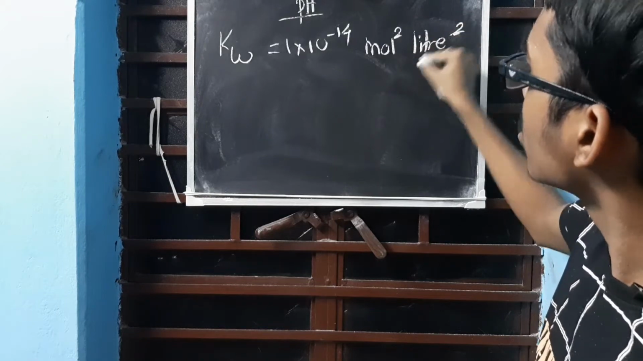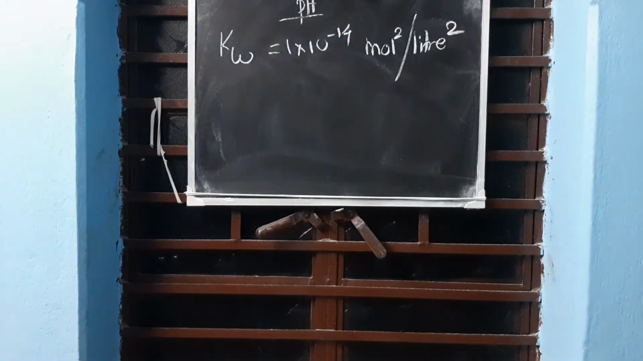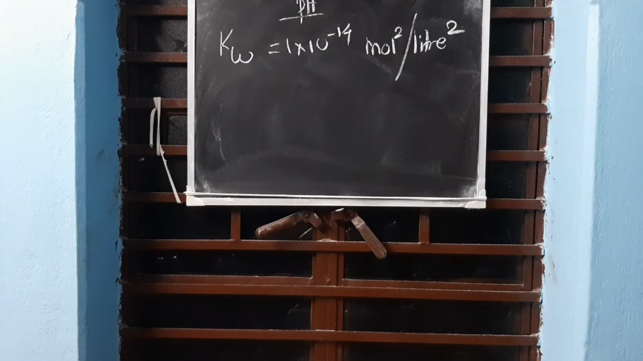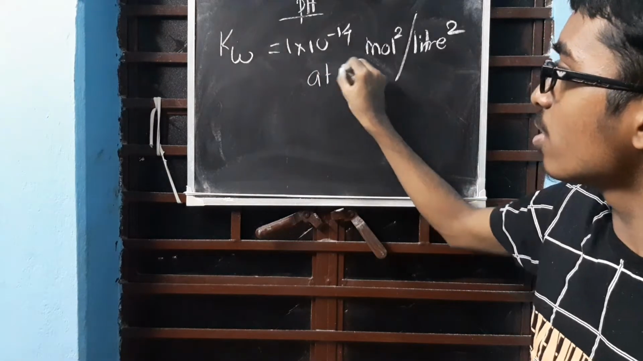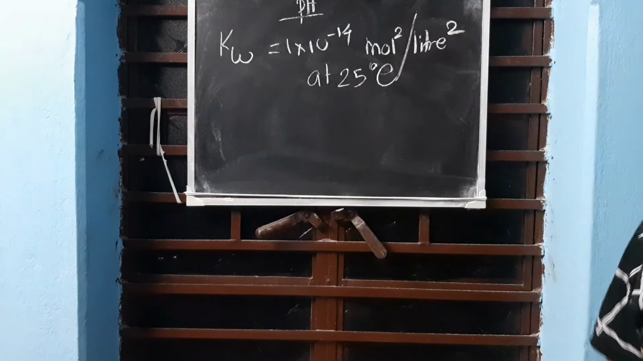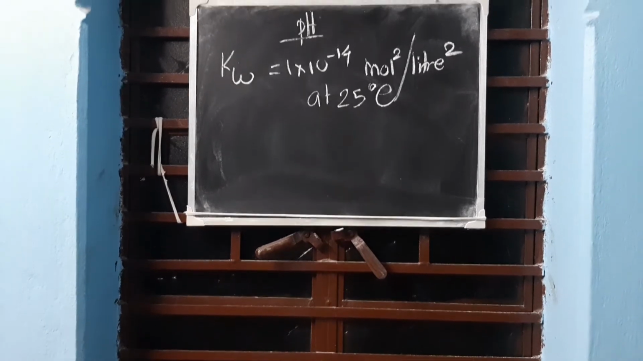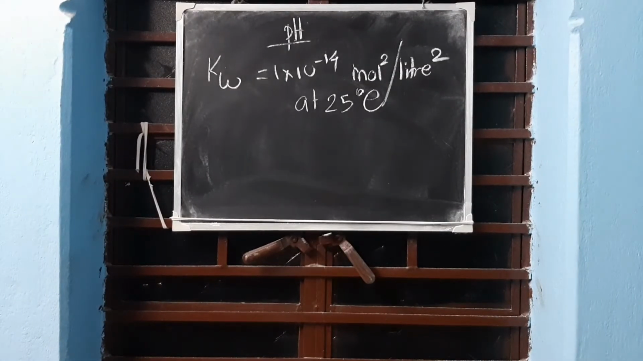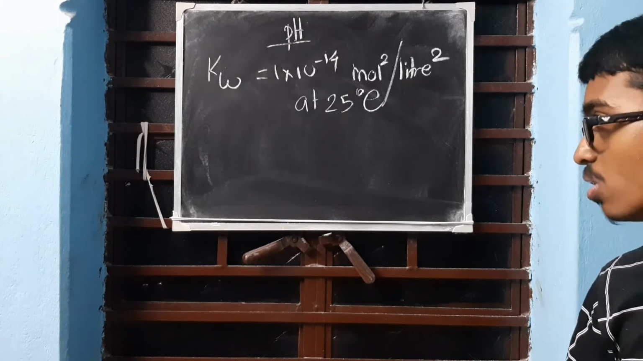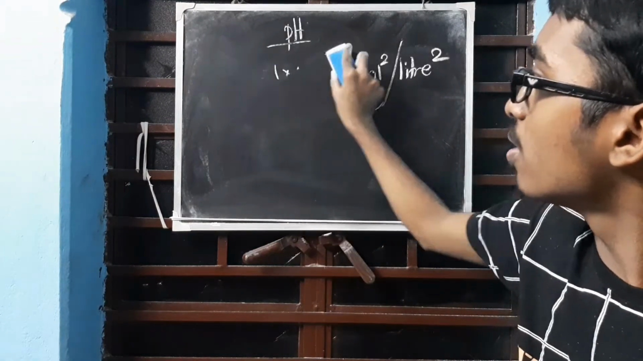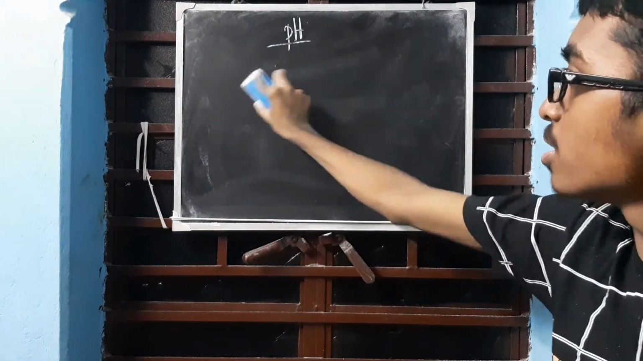So it is mole square per liter square. Temperature is needed. You cannot write a random temperature, so it's 25 degree Celsius. So it's 1 into 10 to the power minus 14 mole square per liter square at 25 degree Celsius. Understood? This particular value is said to be the ionic product of water. This you need to remember. Numericals are there in the equilibrium chapter of class 11.